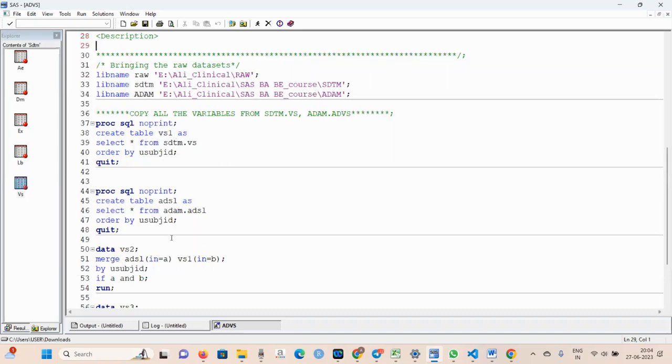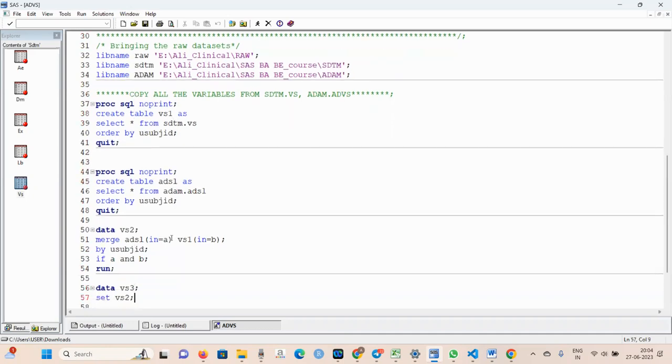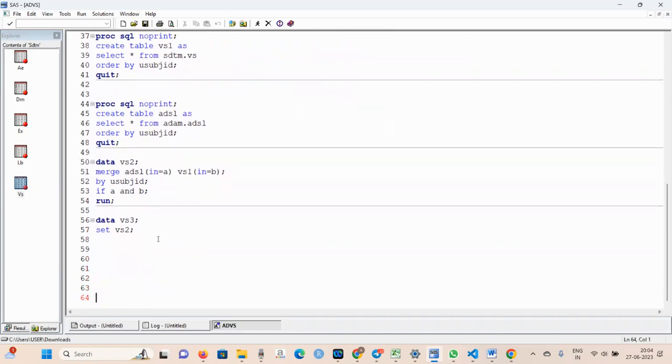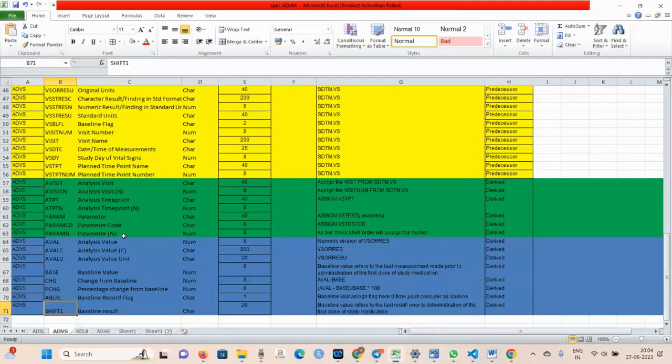So we have started ADVS yesterday. We combined both the SDTM vital signs and the ADSL to get the required variables. Thereafter we merge and continue from here. Okay, so the analysis visit, this one we have to talk about.